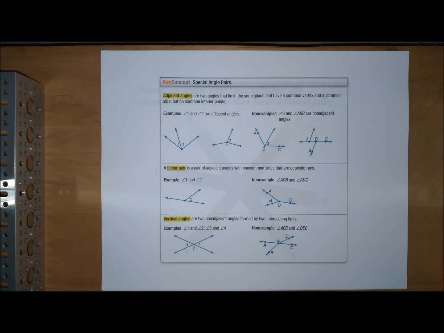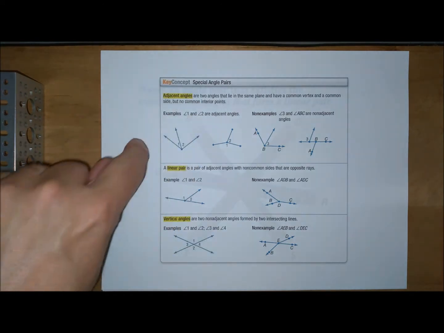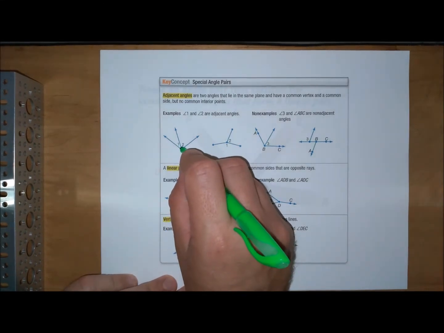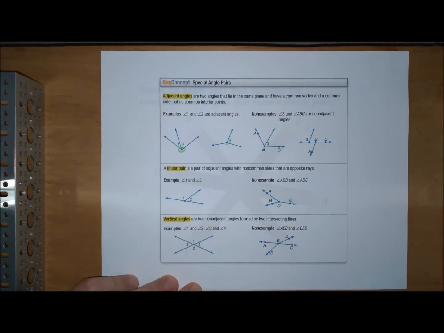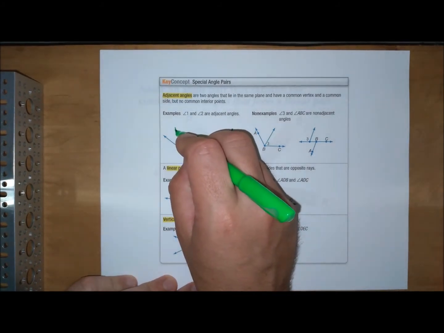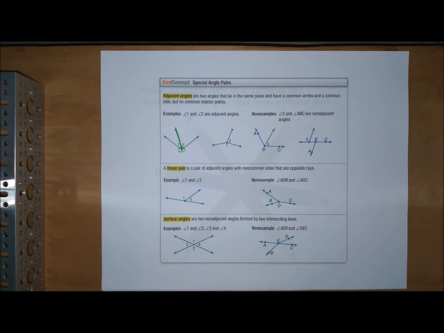So we're talking two angles that lie in the same plane. So we're assuming that they're flat and they're not twisted like this. They're lying in the same plane as the paper. They have a common vertex. So you can see right there, they share a common vertex and they share a common side. So this ray here represents their common side, but they have no common interior points.